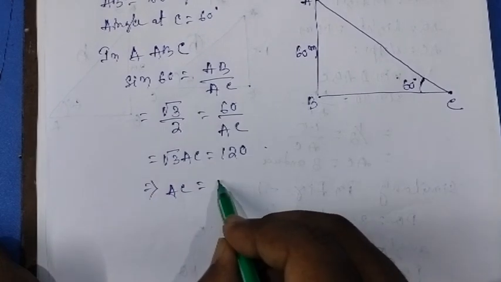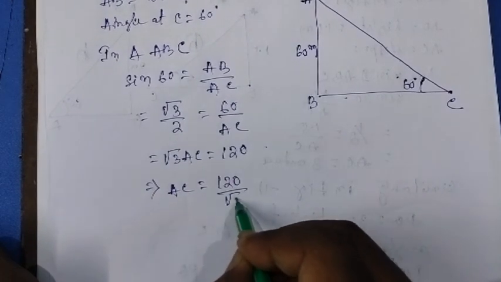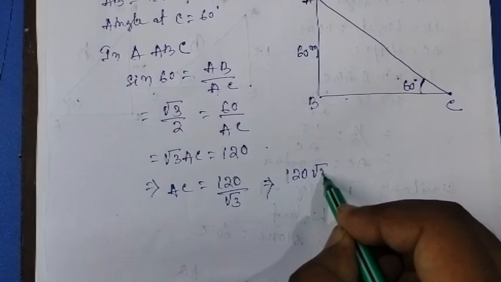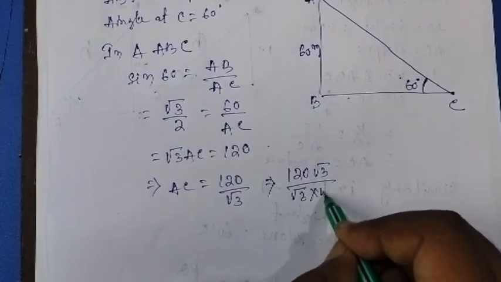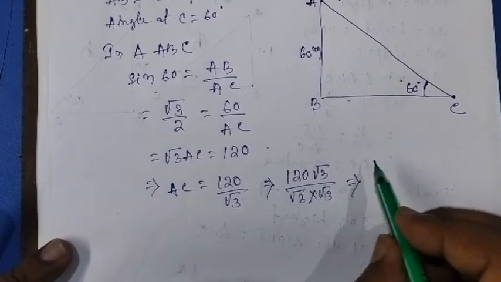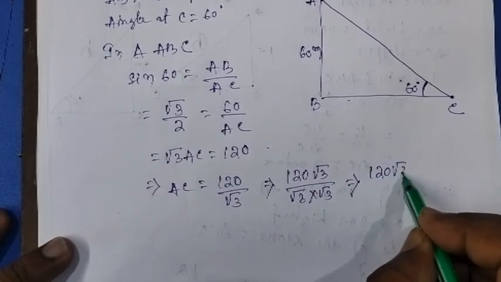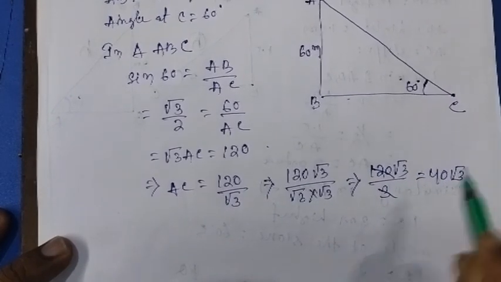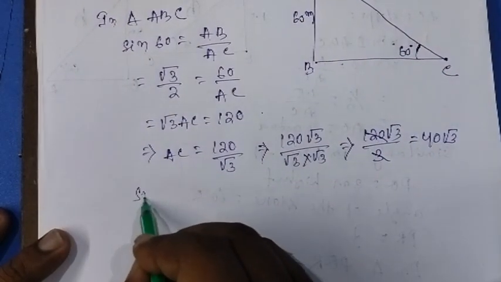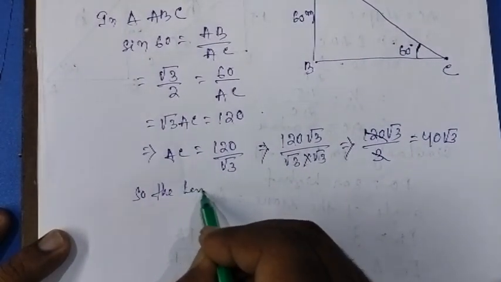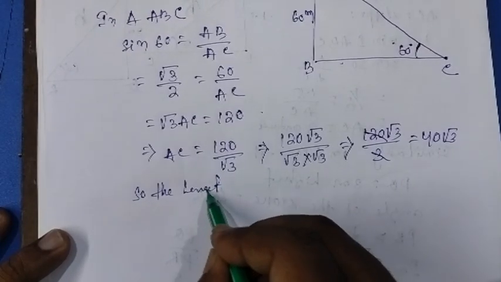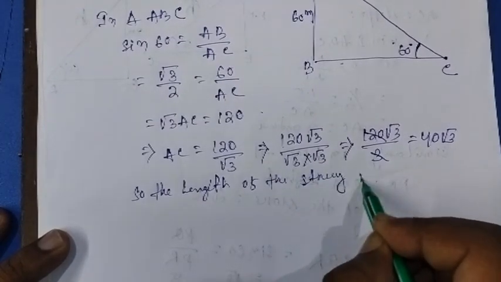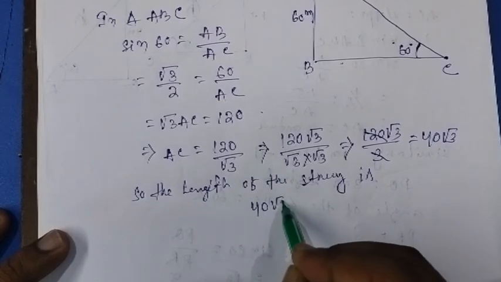AC is equal to 120 by root 3. Here we multiply root 3 above and root 3 below. That implies 120 root 3 divided by 3, that is 40 root 3. So the length of the string is 40 root 3 meter.